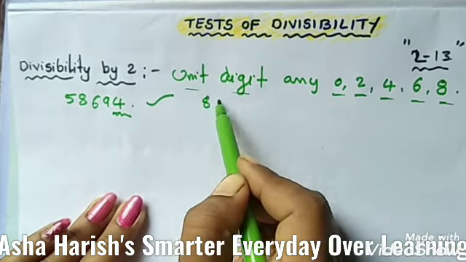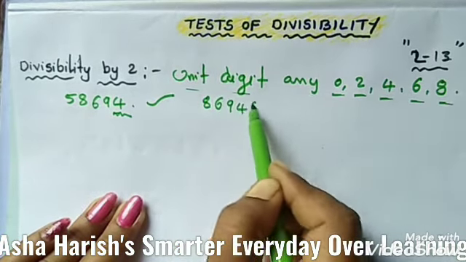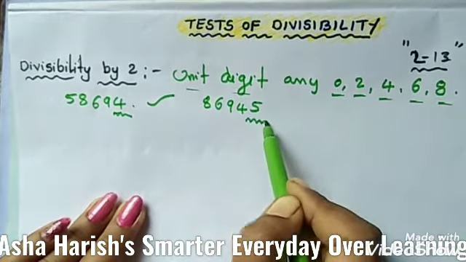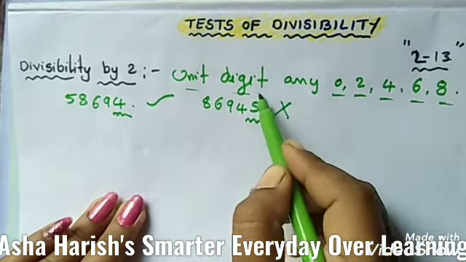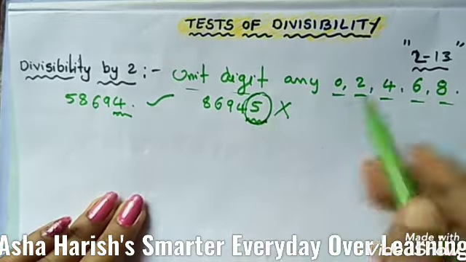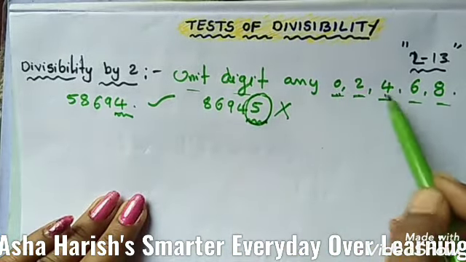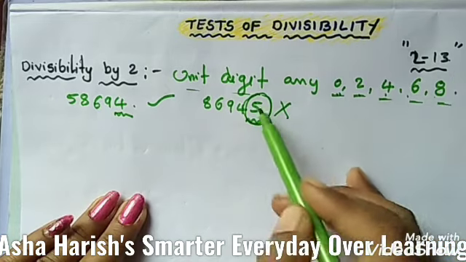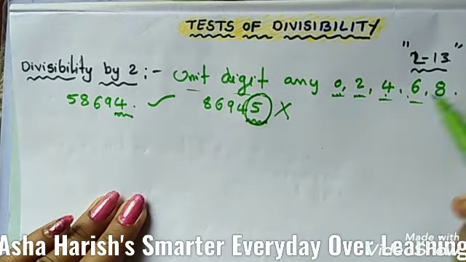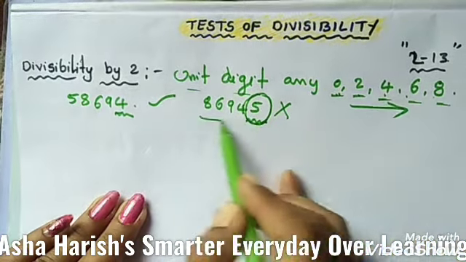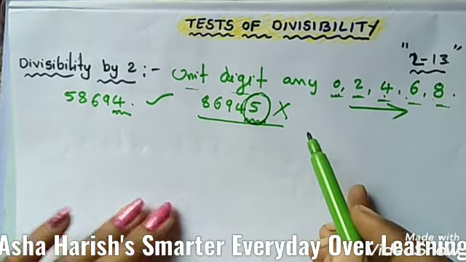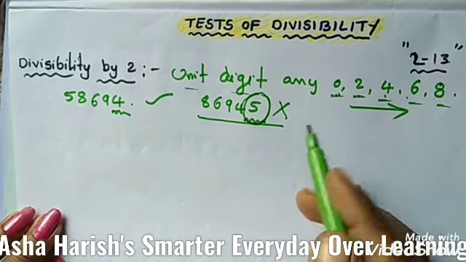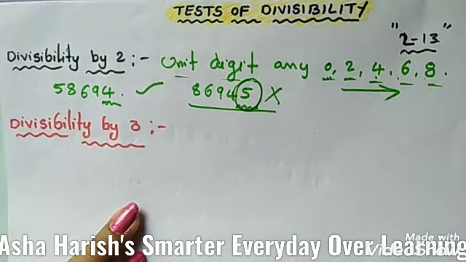Next example, if you take 86945, this is the unit digit. It is not divisible by 2. Why? Because here is that 5. So 0, 2, 4, 6, 8, 5 is absent in the series. So this number is not divisible by 2. Okay students, this is about our first rule. Let us go for the next one, divisibility by 3.